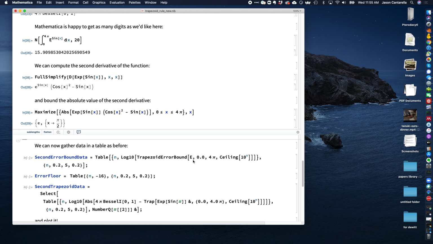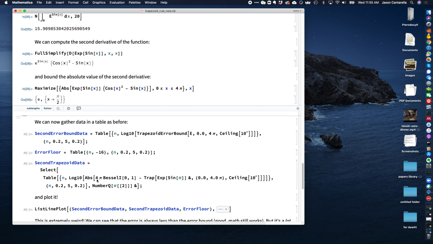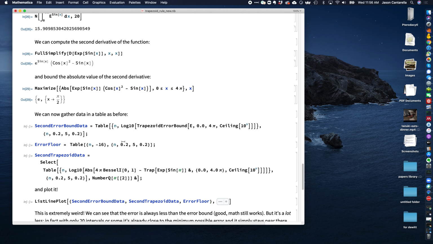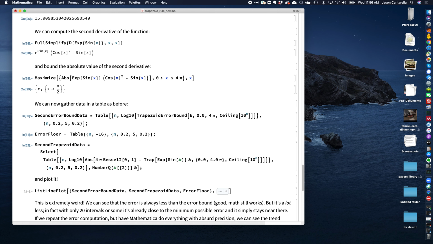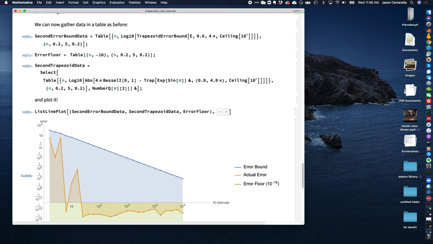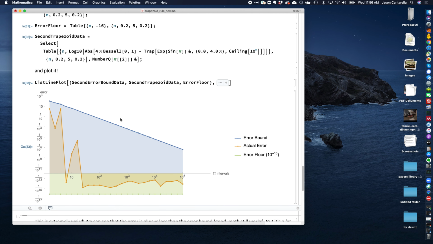So I'm just going to put e in as the value of m, and I'm going to compute error-bound data, and I'm going to plot the error floor 10 to the minus 16th, and I'm going to compute the trapezoid rule performance directly. I'm going to do all of this in machine arithmetic. So I get some data for the least possible error, get some data for the trapezoid rule, and I plot all these guys together. Okay, now check this out, right?